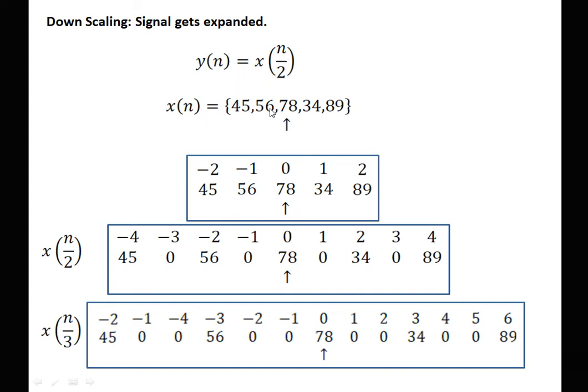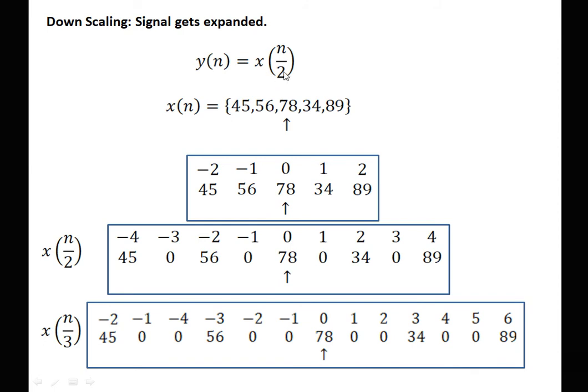The signal is 45, 56, 78, 34, 89. That is, the signal occupies from -2 to 2. Please make the correction. This is upscaling, -2 to 2. Now we require to add the dummy values. As dummy values are not present, we are padding with the 0 value.